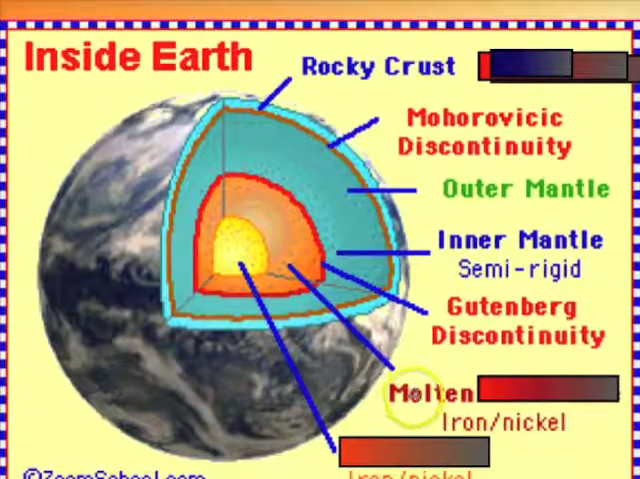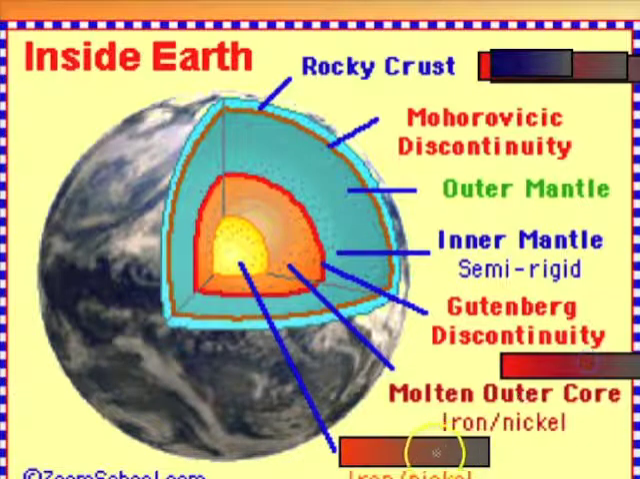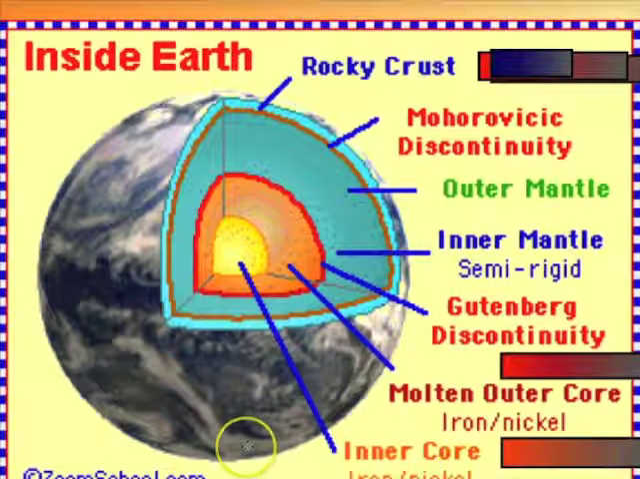So when it says molten, what do you think's behind here? If you said molten outer core, you're right, and you probably figured out that the bottom one is the inner core.